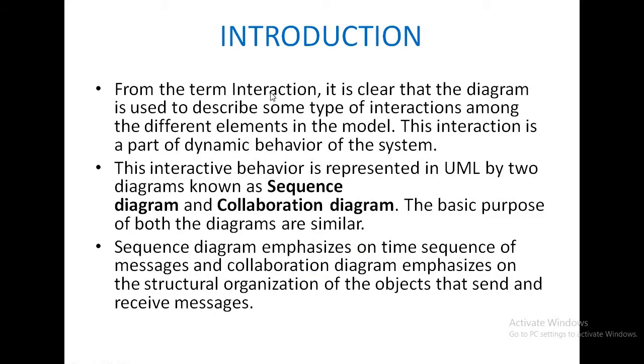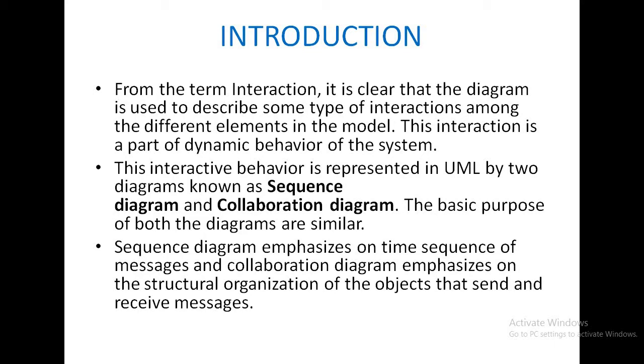From the term interaction, it is clear that the diagram is generally used to describe some type of interaction among the different elements in the model. If different functions and different classes are present, then their relationships and interactions are clearly visible from the interaction diagram. This interaction is a part of the dynamic behavior of the system. The class diagram shows the static behavior of the system, but the interaction diagram is a part of the dynamic behavior of the system.